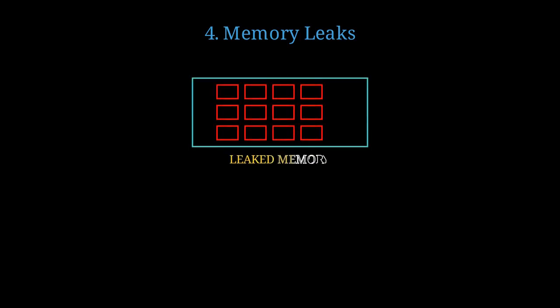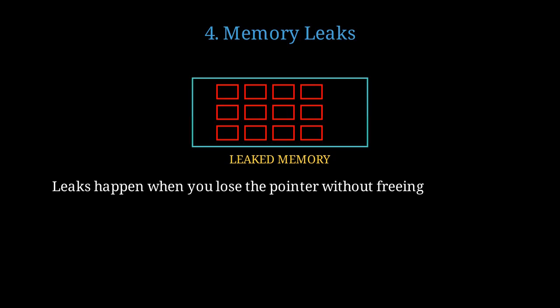One of the biggest dangers with heap memory is memory leaks. A memory leak occurs when you allocate heap memory but forget to free it, causing your program to consume more and more memory over time. Memory leaks happen when you lose track of a pointer to allocated memory without calling free first. If your program repeatedly leaks memory, it will eventually exhaust available memory and crash.